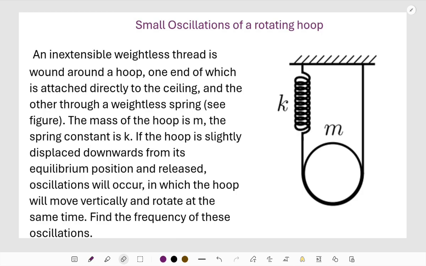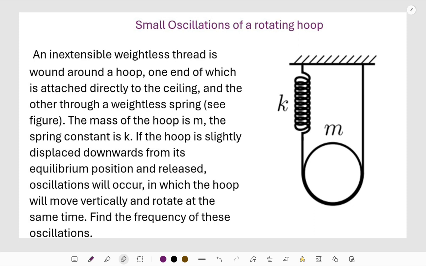is wound around a hoop, one end of which is directly attached to the sling, you can see, and the other through a weightless spring. The mass of the hoop is a small m, and the spring constant is k. The hoop is slightly displaced downwards from its equilibrium position, and released. Oscillations will occur in which the hoop will move vertically and rotate at the same time. Find the frequency of these oscillations.